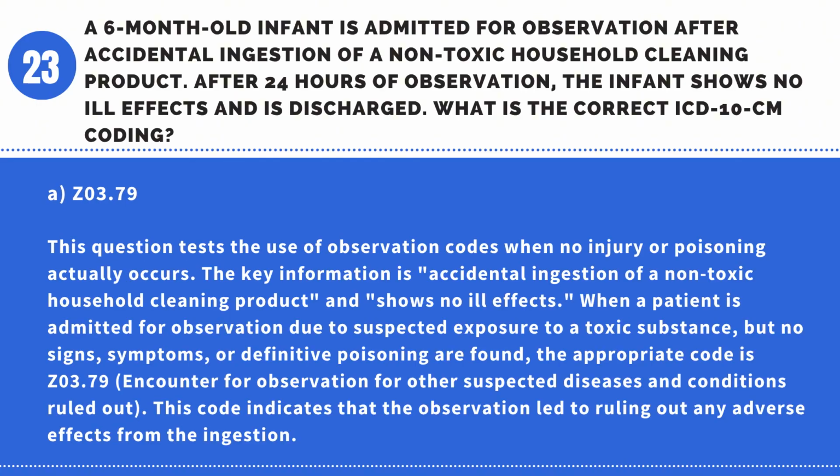Answer A. Z03.79. This question tests the use of observation codes when no injury or poisoning actually occurs. The key information is accidental ingestion of a non-toxic household cleaning product and shows no ill effects. When a patient is admitted for observation due to suspected exposure to a toxic substance, but no signs, symptoms, or definitive poisoning are found, the appropriate code is Z03.79, encounter for observation for other suspected diseases and conditions ruled out. This code indicates that the observation led to ruling out any adverse effects from the ingestion.